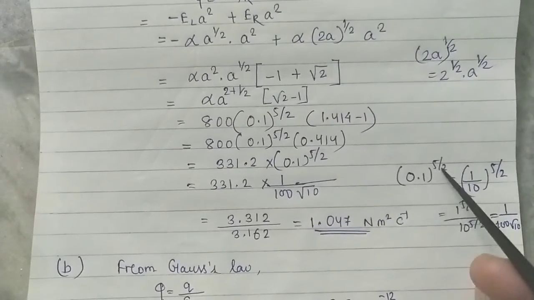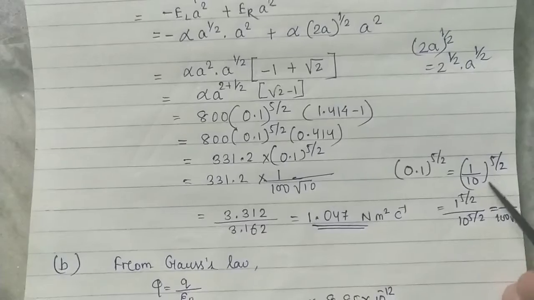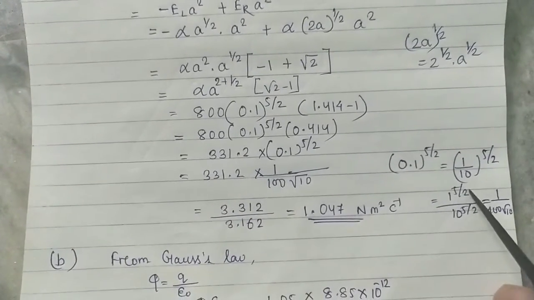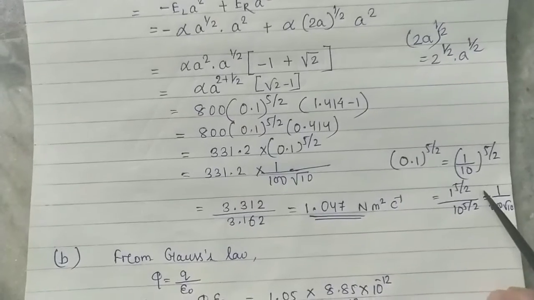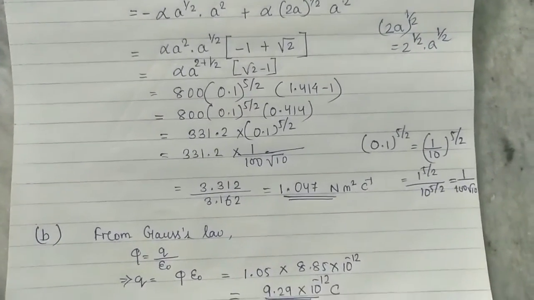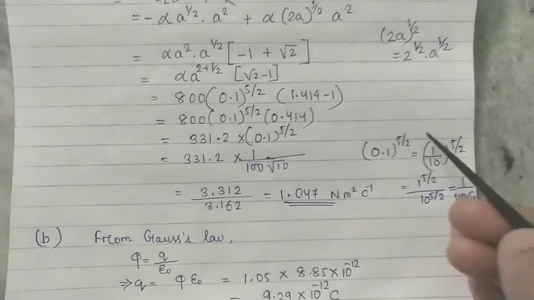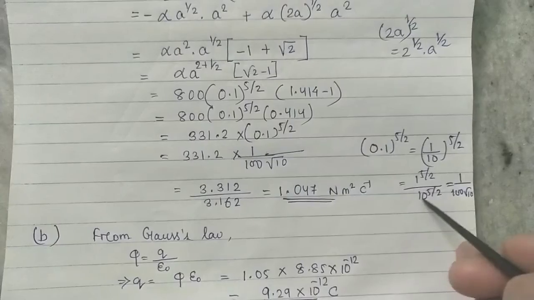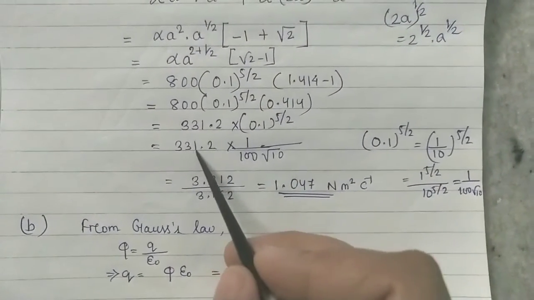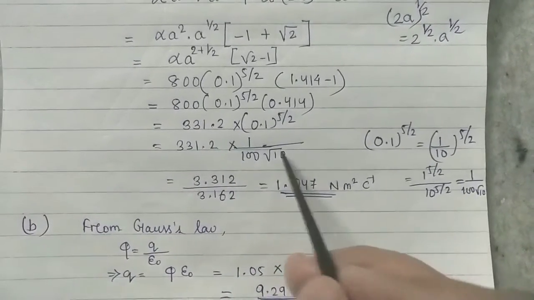I have solved 0.1 to the power 5 by 2 here. You see, 0.1 can be written as 1 by 10, so 1 by 10 to the power 5 by 2, equal to 1 to the power 5 by 2 over 10 to the power 5 by 2. 1 to the power any number equals 1. Next, the value of 10 to the power 5 by 2 you will find is 100 root 10. So 331.2 times 1 by 100 root 10, I have put here.